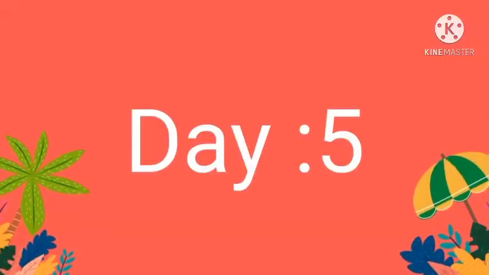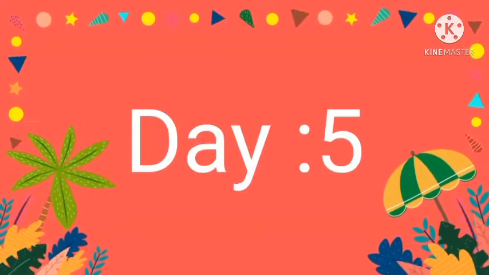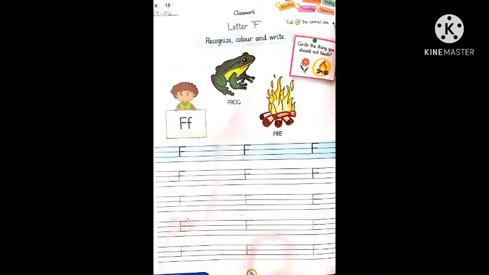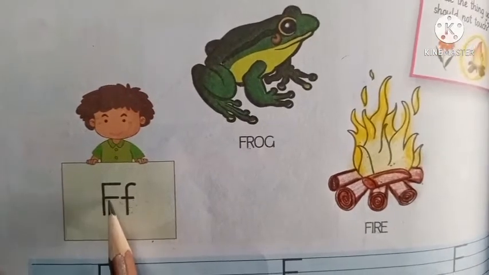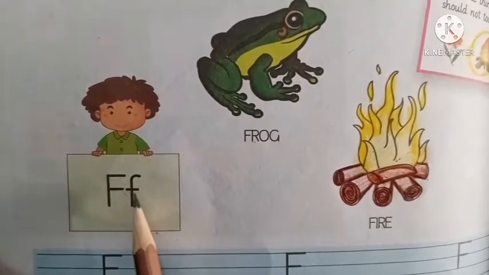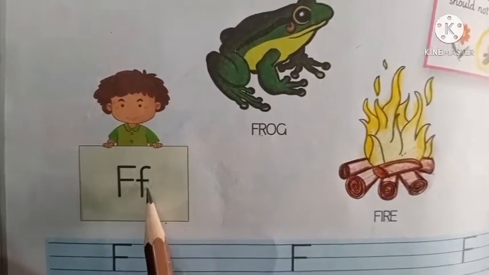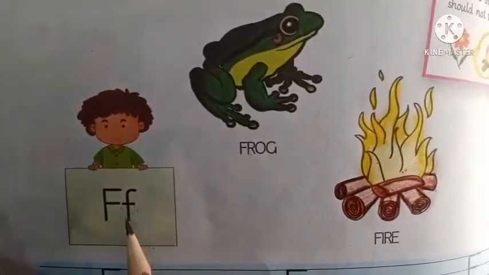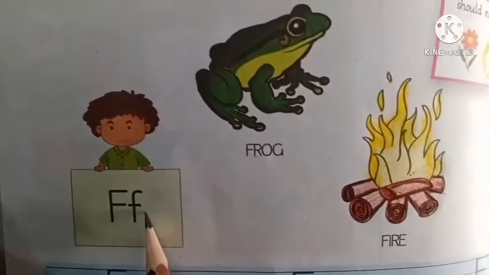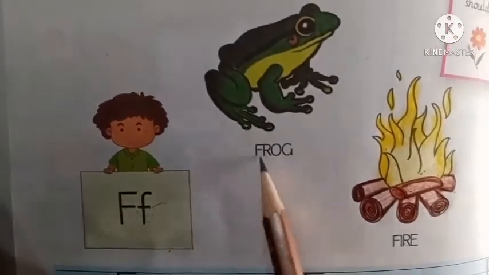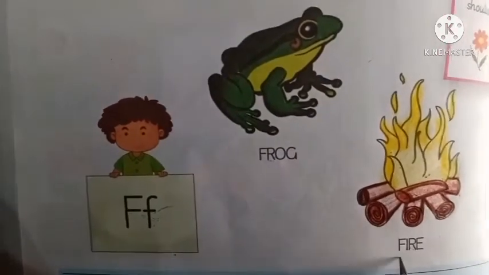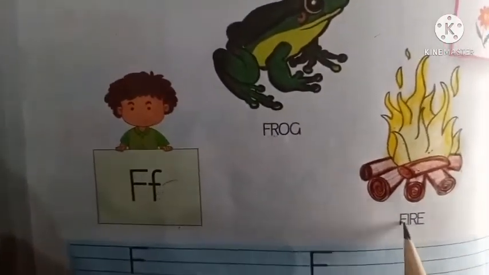Okay? It's time to do task of day number 5. Today we have to write, recognize and color letter F on page number 34. Dear students, this is capital F and this is small f. This is capital F, this is lowercase f. Now F makes the sound F, F, F frog, F fire.